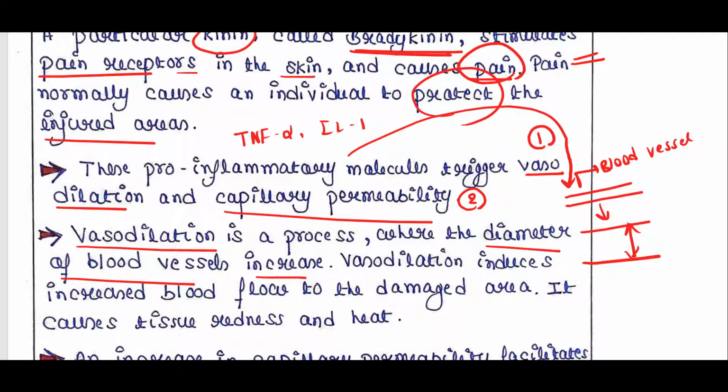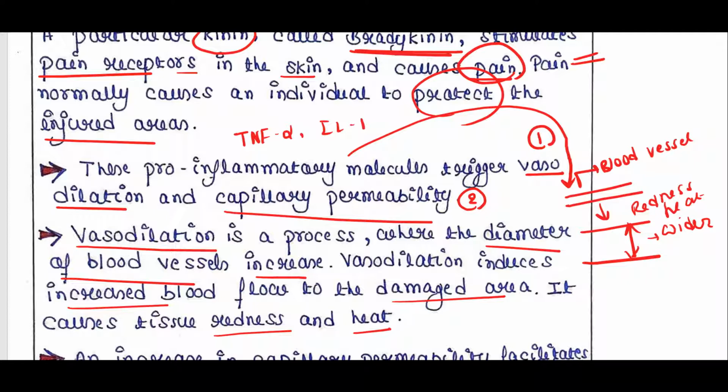So vasodilation induces increased blood flow to the damaged area. Because when the blood vessel is wider, obviously it will increase the blood flow to the damaged area, and it causes tissue redness and heat. As the blood flow is increased, it will cause the redness and the heat.